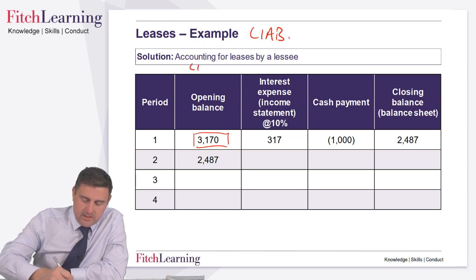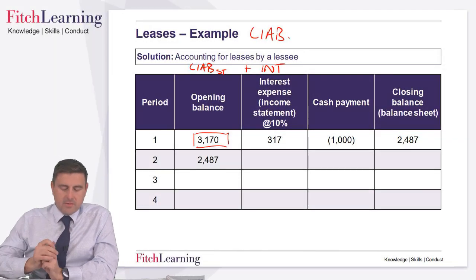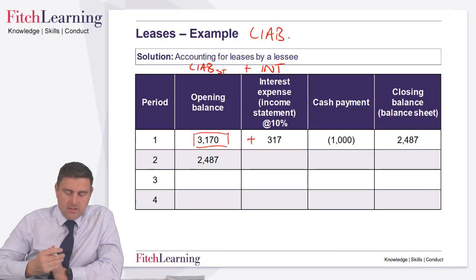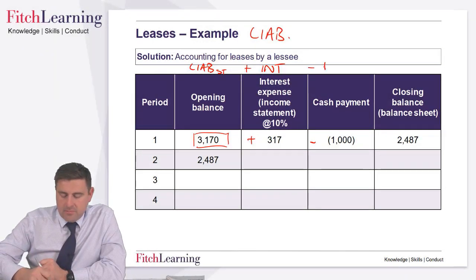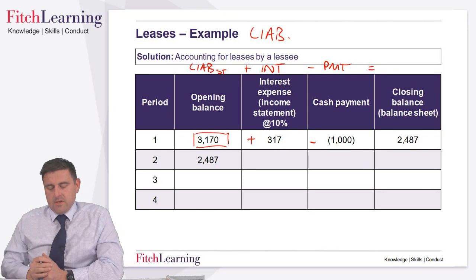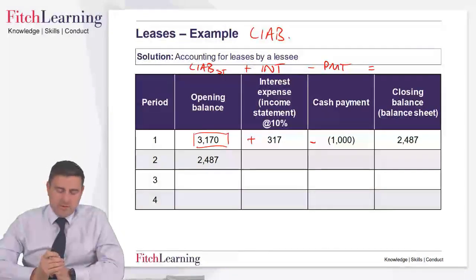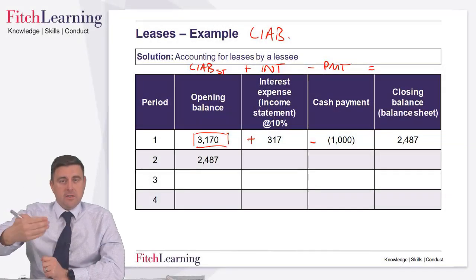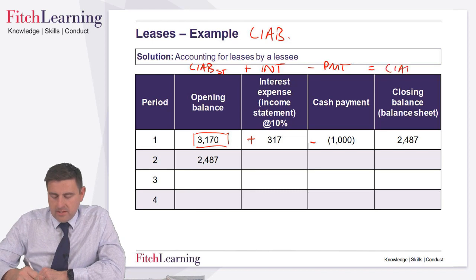The liability in the respective period starts, grows by interest. 10% in this case, so 3,170 grows at 10%. 10% of 3,170 is 317. You service it by making a lease payment that's in excess of the interest that's accrued of 317. So the difference between 1,000 and 317 is paying down the liability. That's the principal repayment to get your liability at the end of the respective period.